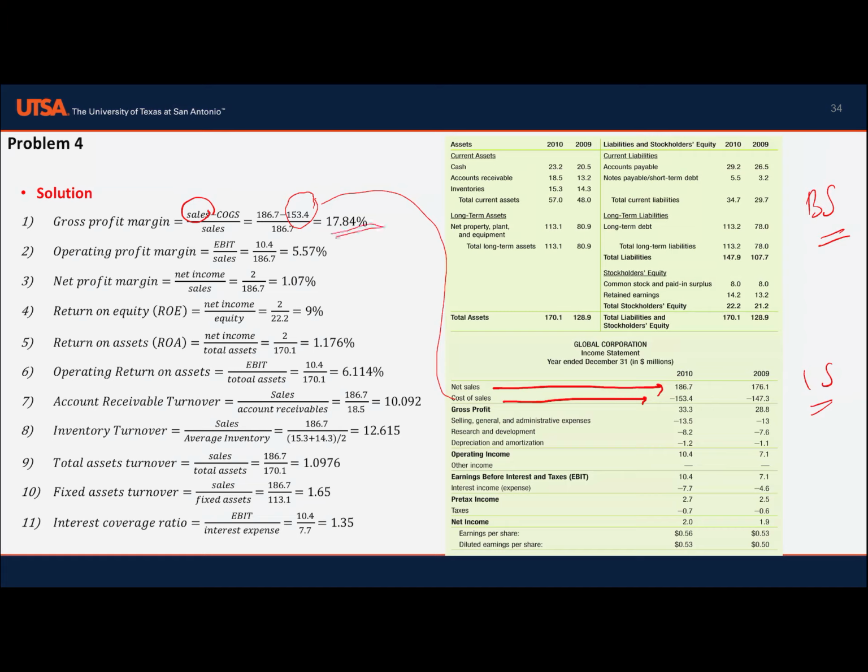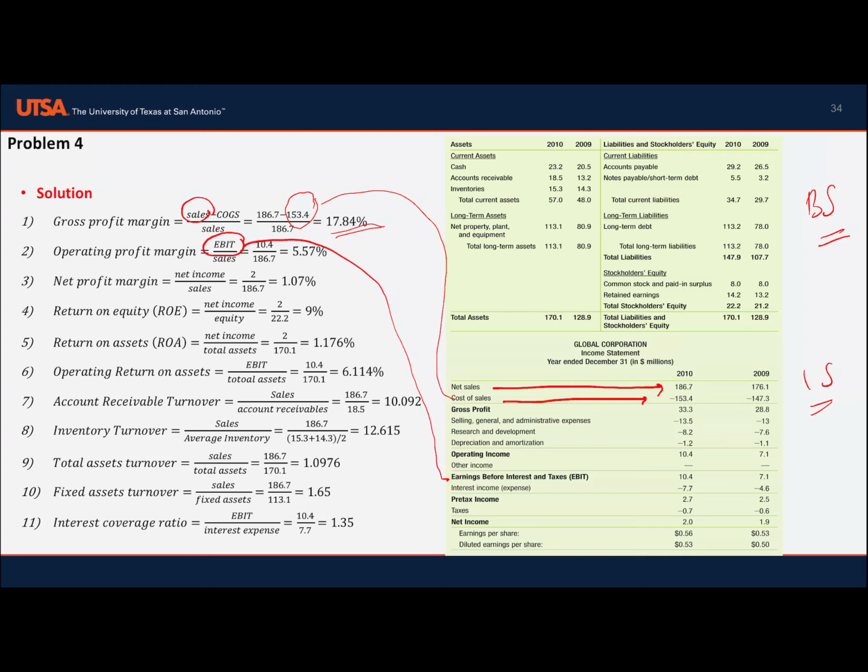Let's look at operating profit margin. We need to find earnings before interest and taxes over sales. Where can we find earnings before interest and taxes? It's in the income statement. When you look at the income statement, you will see the earnings before interest, and we already know the net sales, 186.7. We find the operating profit margin is 5.57.